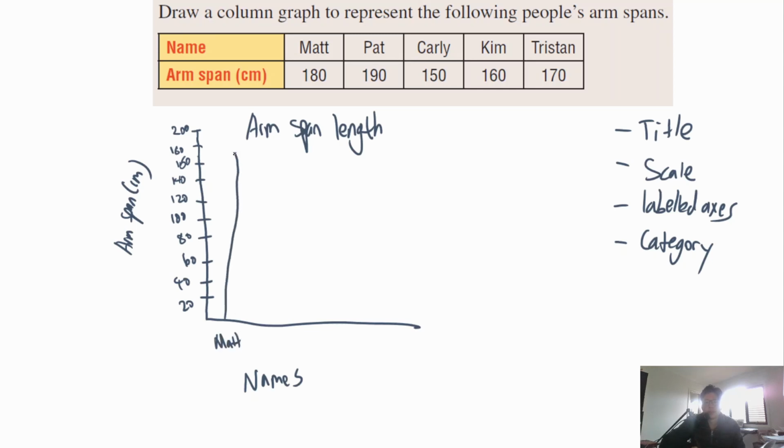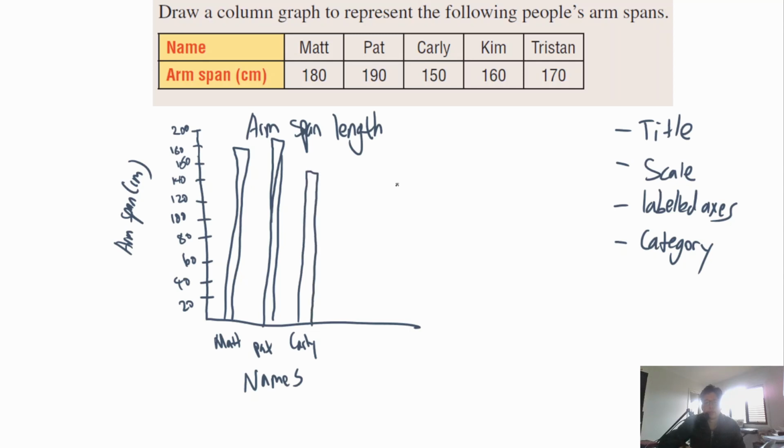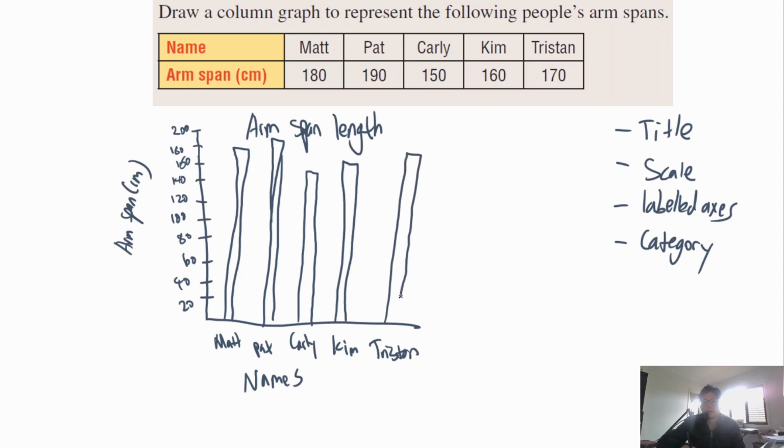Alright, so let's start with Matt. Goes up to 180. Man, I'm really bad at drawing straight lines. We have Pat, that goes to 190. Up we go. We have Carly, that goes to 150. Goes up just past the 140 mark, halfway in between 140 and 160. We have Kim now, up to 160, so a bit longer than Carly. And we have Tristan at 170. So somewhere around there. Hope your graph looks a bit nicer than this.